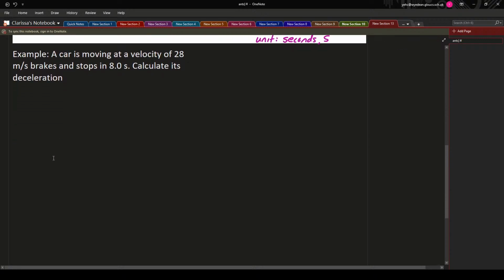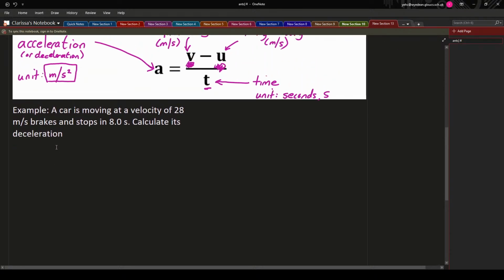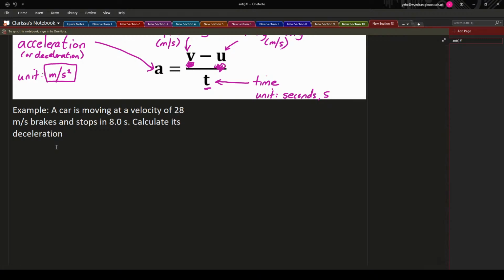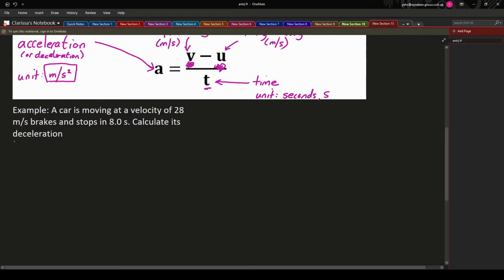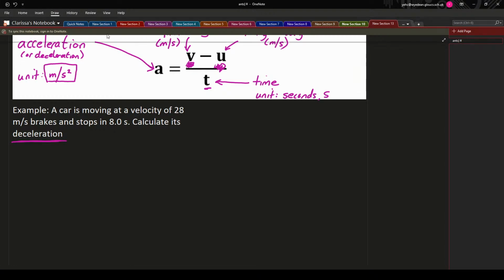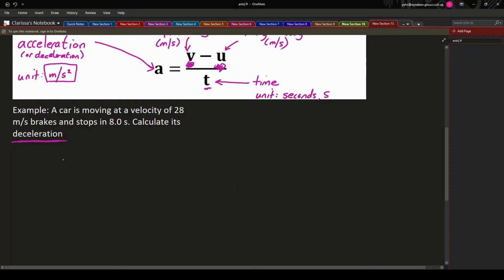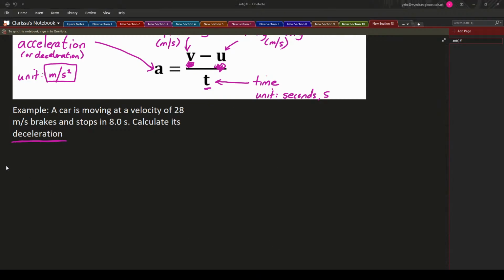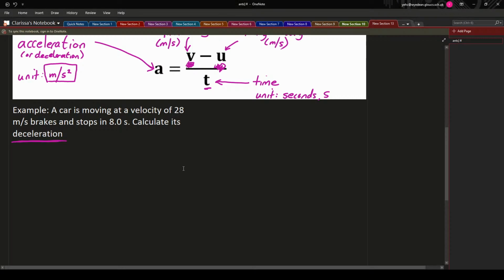Okay, let's do an example. A car is moving at a velocity of 28 meters per second, brakes and stops in 8 seconds. Calculate its deceleration. So once again, the problem says deceleration, but we are still going to be using the acceleration formula because they're the same thing. Okay, so as always, if you watched any of my other videos, make a list of what you know. That's the very first important thing that we need to do.